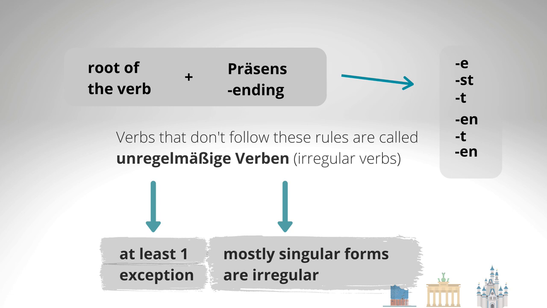So now, let's take a look at the irregular verbs in German together. As we just learned, they are all the verbs that have at least one exception to the normal rules. So you can imagine there are many different exceptions. But let's try to group them.